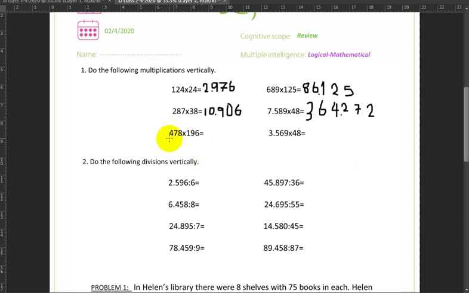Next up, we have 478 times 196. 478 times 196. 6 times 8 is 48. Right, 8, I carry 4. 6 times 7 is 42, plus 4 that I carry over is 46. Right, 6 carry 4.